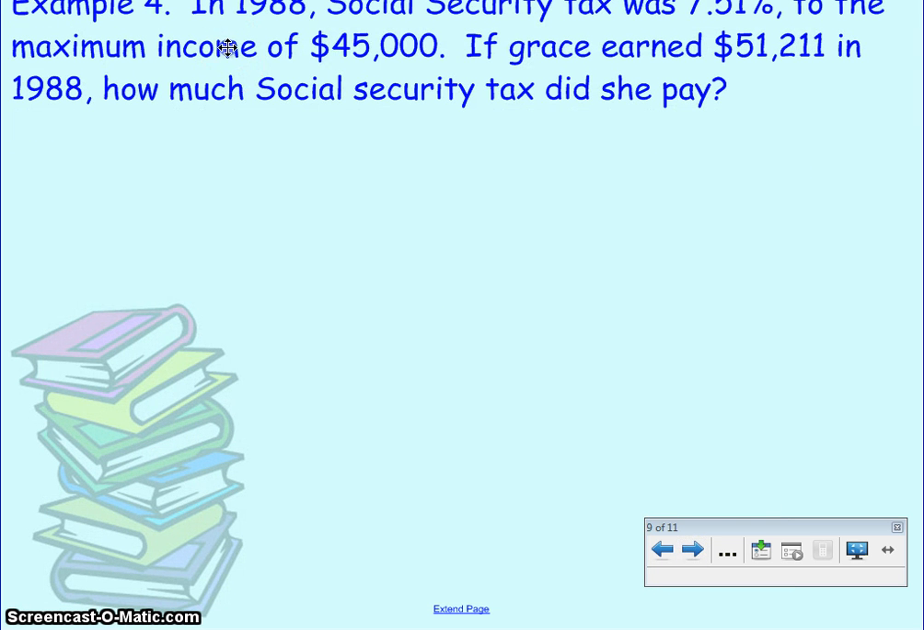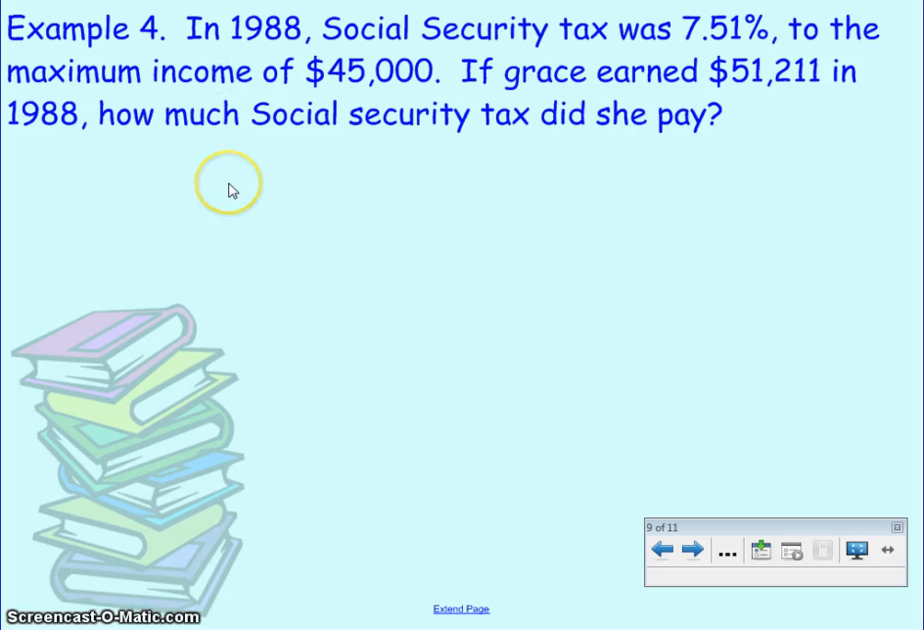All right, last example for this unit. It says in 1988, Social Security tax was 7.51% to the maximum income of $45,000. If Grace earned $51,211 in 1988, how much Social Security tax did she pay?